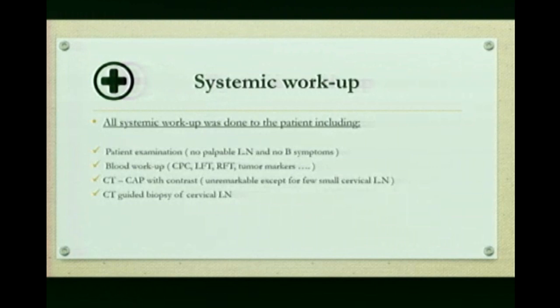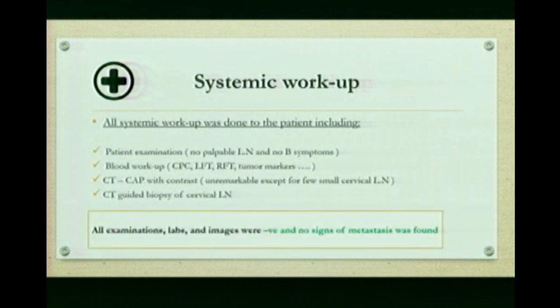All systemic workup was done for him, including blood test and examination of the patient. We did for him CT chest, abdomen, pelvis with contrast, and it showed a few small cervical lymph nodes. As well, they did a CT guided biopsy, and it was negative, fortunately. So all of these examinations and lab work came out negative, with no signs of metastasis found. And that was the last time you saw him, doctor, in the clinic. So in the second part of the presentation, I'm going to talk in brief about eyelid lymphoma and what the prevalence is, what the management usually is.